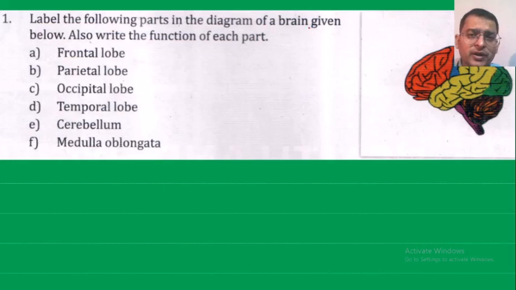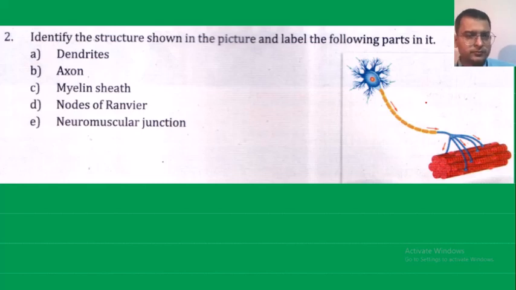Label the following parts of the diagram and write the functions. Okay, this is the frontal lobe. I suggest you do this one because it is an important part of your writing practice. You need to do a very good writing practice. You will have questions in your examination from labeling the diagram and so on. So please practice this question. The frontal lobe, parietal lobe, occipital, cerebellum, medulla oblongata, temporal lobe. In this way, and what are the functions, you can revise all of these.